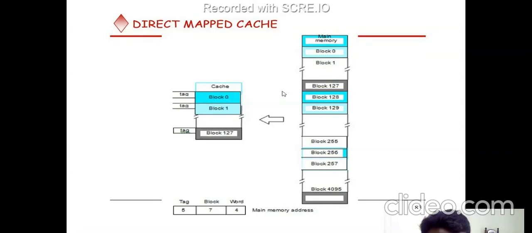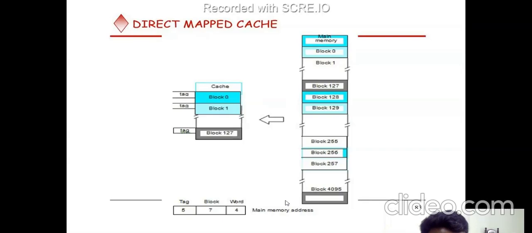The direct mapping concept is very easy to implement. Block 0 is always stored in line 0, block 1 is always stored in line 1 of the cache, and block 127 is always stored in line 127 of the cache memory. So this is the concept. For example, if you want to store block 128, it automatically goes to line 0, so it will overwrite the previous data. Block 129 will always be stored in line 1. So this is the concept of the direct mapping cache.